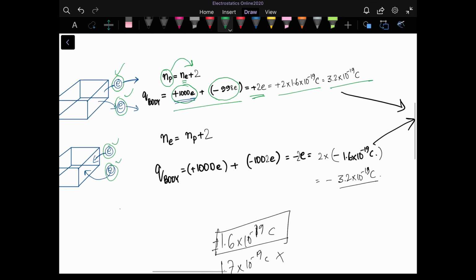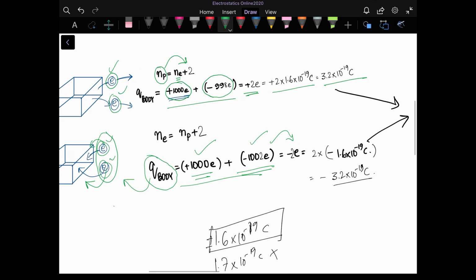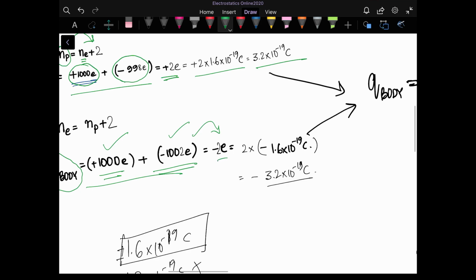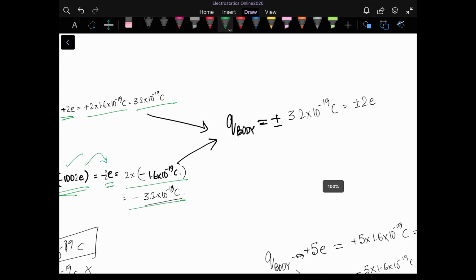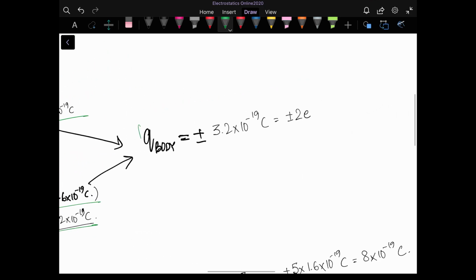Similarly, if the body was to gain 2 electrons compared to its neutral state, it is going to have 1000 protons, but this time 1002 electrons, because of which when you solve this equation to find the total charge on the body, writing total charge on the protons and total charge on the electrons, we are going to get minus twice e. You can see the body has an excess of electrons. So we are going to get minus twice e, which is equal to minus 3.2 into 10 to the power minus 19 coulombs. So we can say the body can have a charge of magnitude 3.2 into 10 to the power minus 19 coulombs if it is losing or gaining 2 electrons.